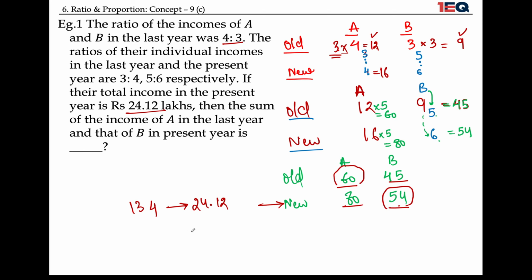Now, what do I actually make out of it? The value of 134 has been given as 24.12. But the value of 60 plus 54 comes out to be 114. The value of 114 needs to be found out. So 24.12 was equal to 134. Now I need to find out the value of 114, which is available here.